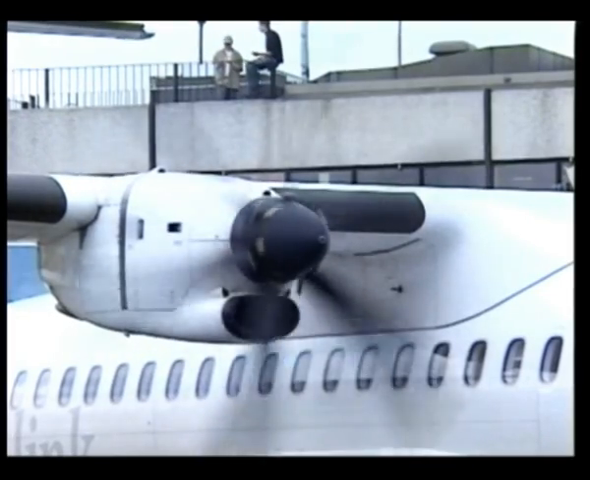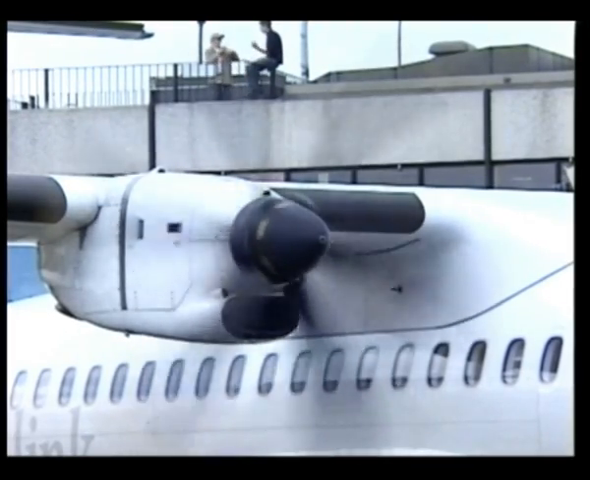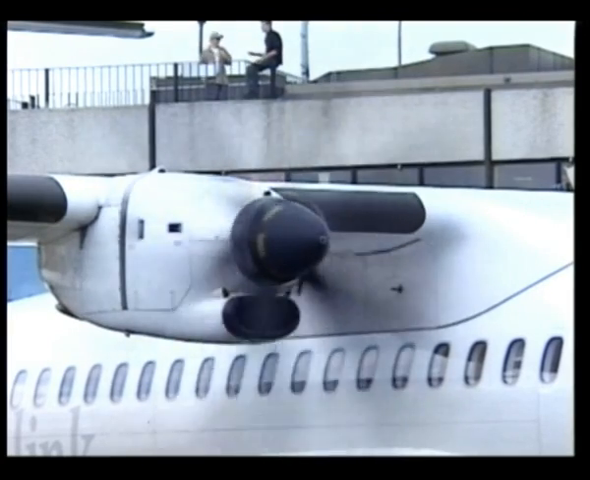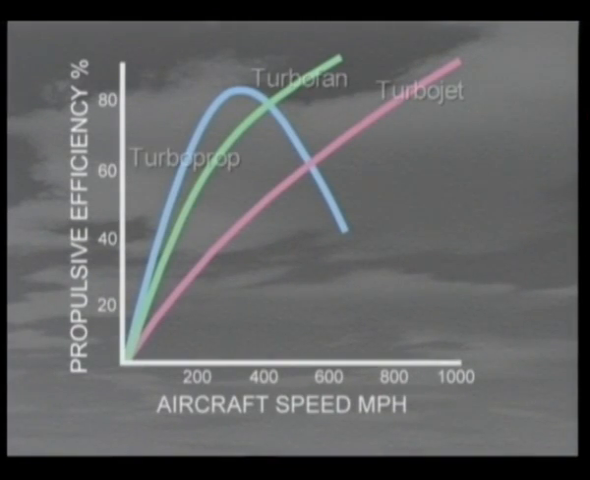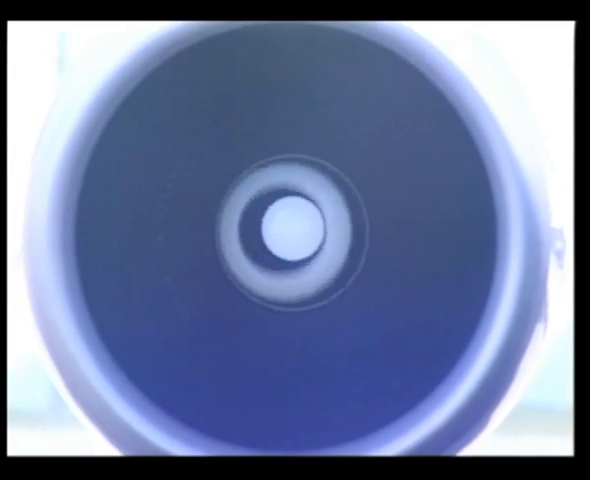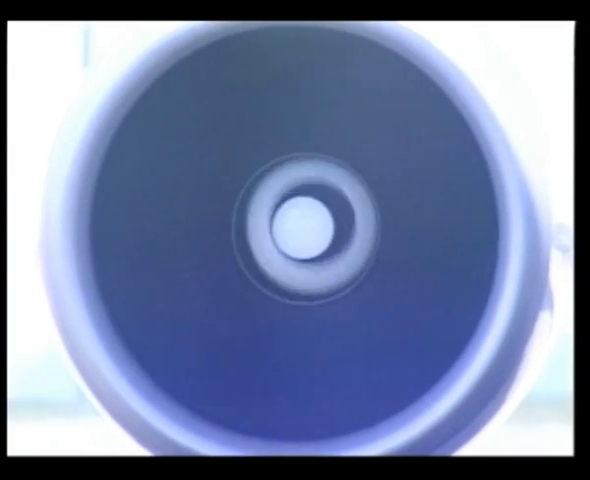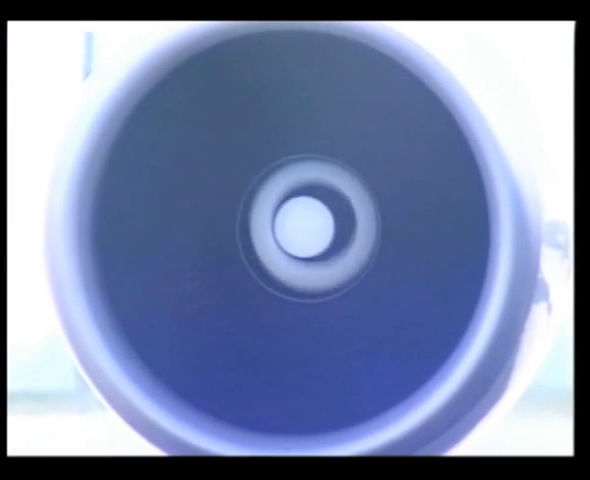A compromise between the turbojet and the turboprop is the turbofan. Its propulsive efficiency is good throughout its entire operating range and produces thrust similarly to a propeller. Because the fan is enclosed in a duct, shock wave problems at the fan blade tips are reduced.